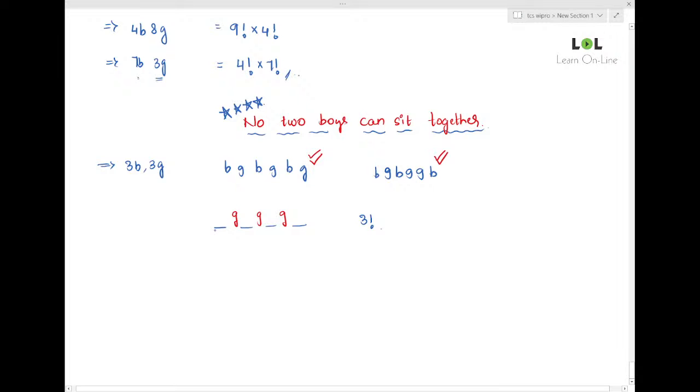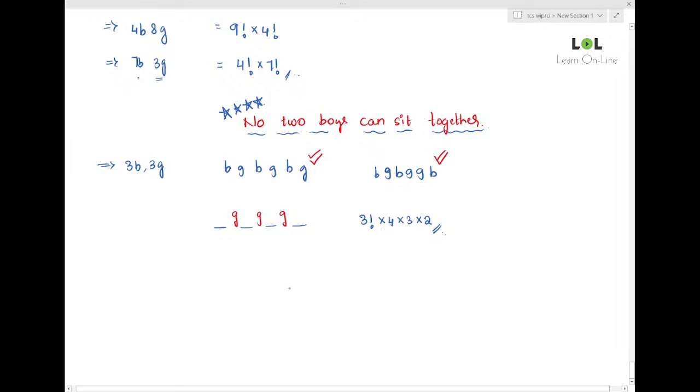So now what happens? When the first boy comes inside, he has 4 places. So he can sit in 4 ways. One of the chairs is filled now. We don't know which one. Don't bother about it. When the second boy comes inside, still 3 chairs will be there. He can sit in 3 ways. When the third boy comes inside, still 2 chairs will be there. He can sit in 2 ways. This is the final answer.